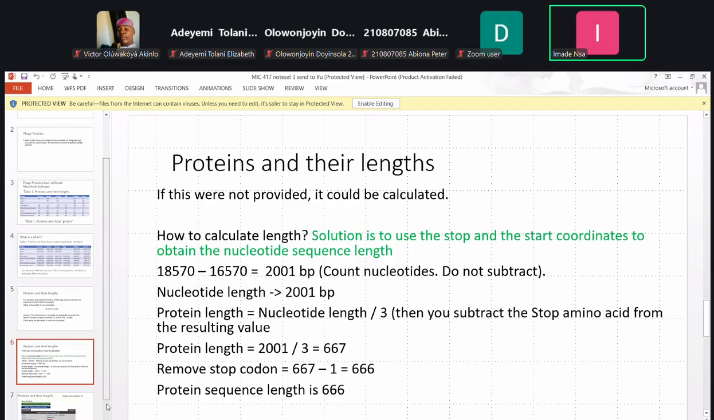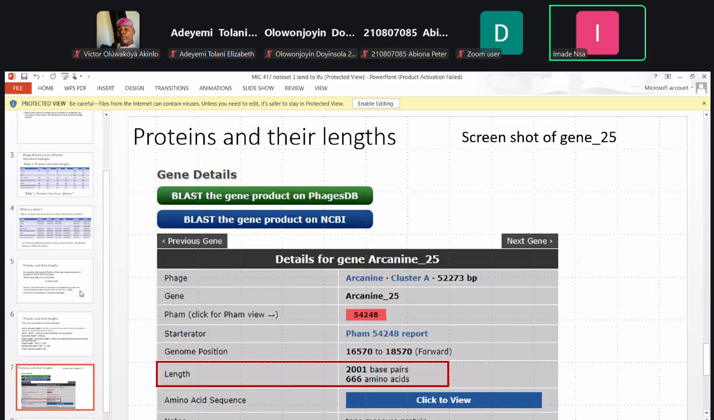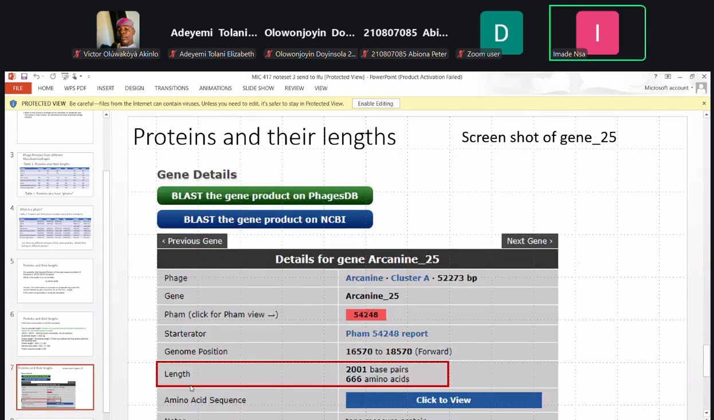Here, if you look at this gene, you will see that automatically, without you calculating it, PhagesDB will give you the length in base pairs and the length in amino acids, to show that our calculation was correct. This is how they came about it. So in the exam, you may see the two displays, and you should be able to recognize it. If you counted the number of amino acids from here to here, you will get 666.